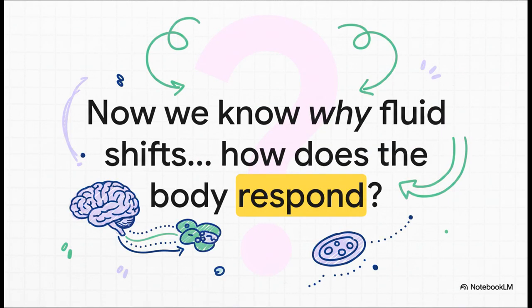Which, of course, leaves us with one last fascinating question. The body doesn't just sit back and let this happen. It has sensors, it knows when things are wrong. But how does it know, and what does it do to fight back? Well, answering that is going to be our focus next time, as we dive into the amazing hormonal systems that regulate this whole balancing act.